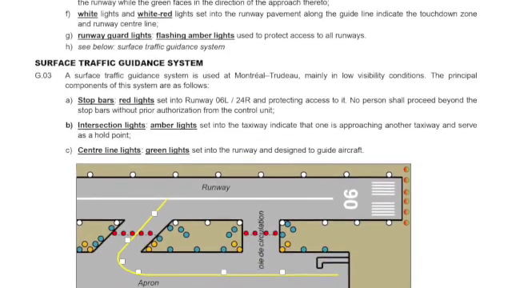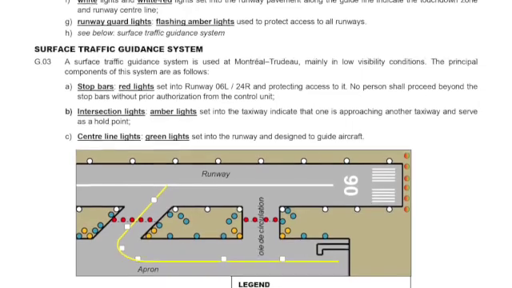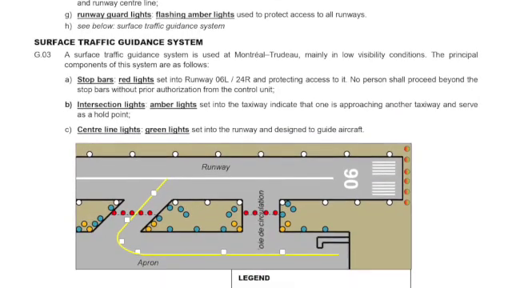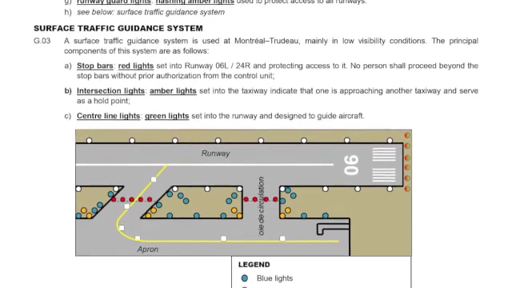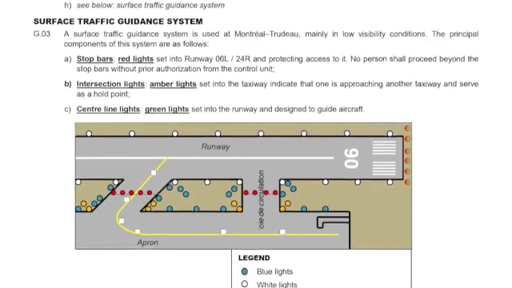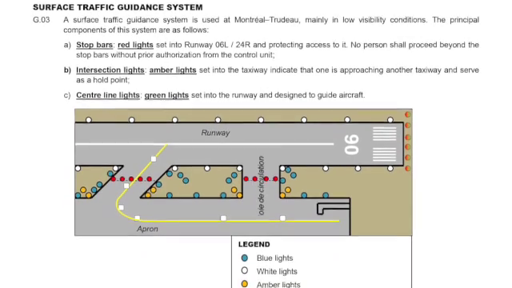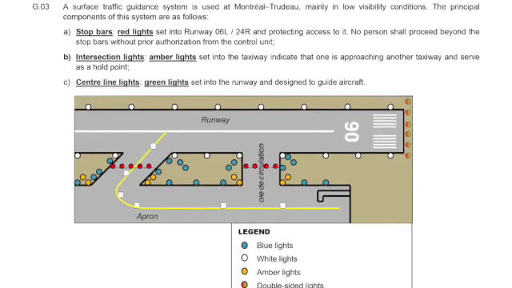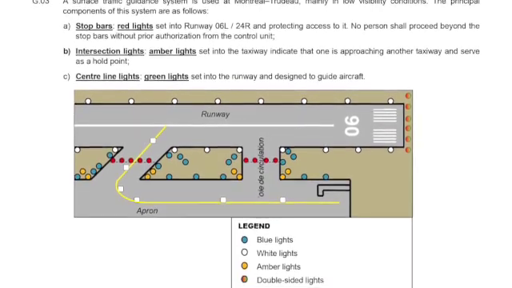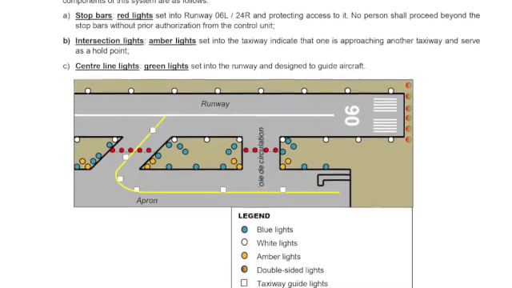Surface Traffic Guidance System G.03: A surface traffic guidance system is used at Montreal Trudeau, mainly in low visibility conditions. The principal components of the system are as follows. A. Stop bars, red lights set into runway 06L/24R and protecting access to it. No person shall proceed beyond the stop bars without prior authorization from the control unit.